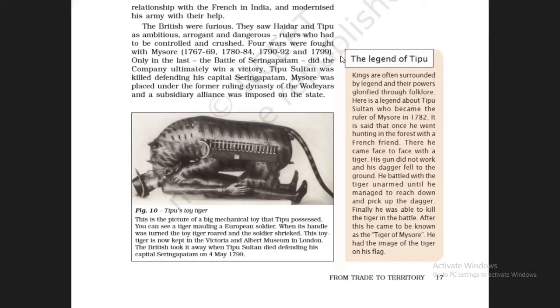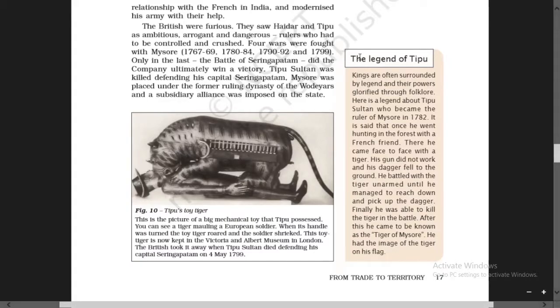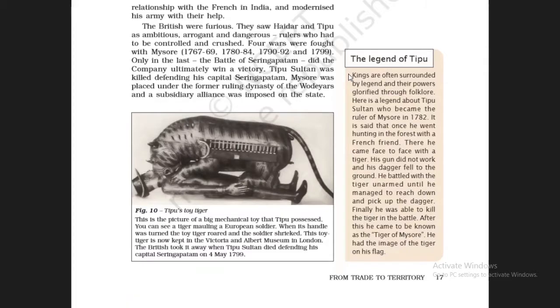Boys, in our previous discussion, we have learned how the East India Company's rule expanded. Then we learned about Tipu Sultan, the Tiger of Mysore. Let us see page number 17, the right margin of the book: the legend of Tipu. Legend means traditional story. The traditional story of Tipu Sultan.